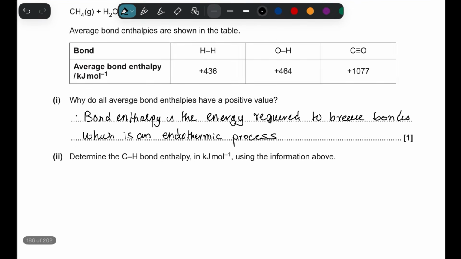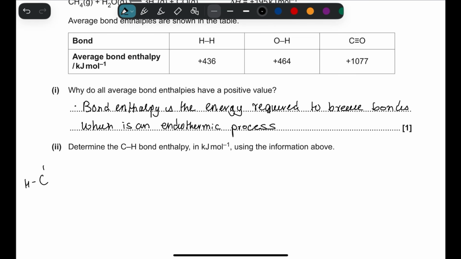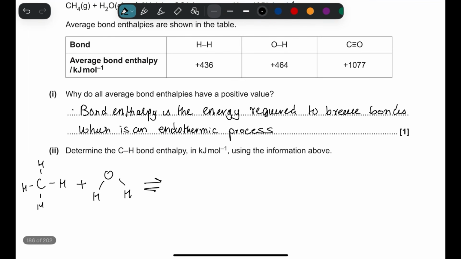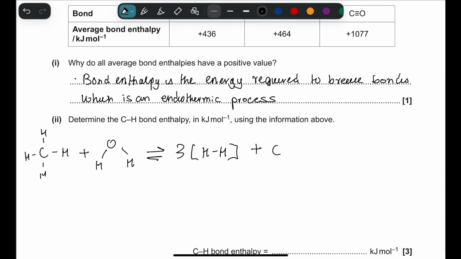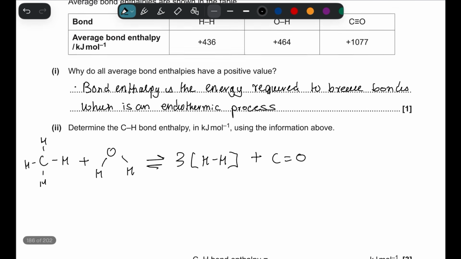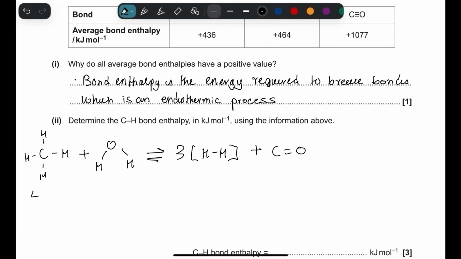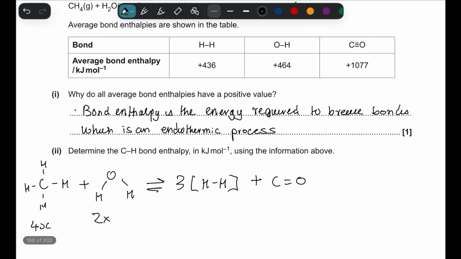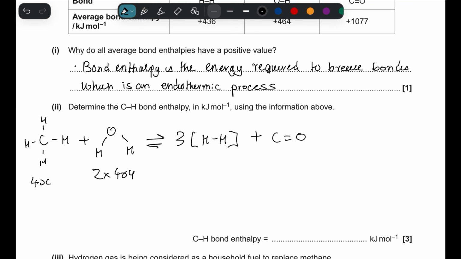Now, to do this, first of all, I really do like drawing out what I'm seeing in the equation. So we're just going to draw it out. We've got methane, which is this. Then we're adding water, which is that. And then it's going to form hydrogen, 3 lots of this, plus carbon monoxide. So that's what we've got, and we can apply the bond enthalpies that we have to that. We don't have C-H, which is what we want to find out, but there's 4 of them, so 4x. This is going to be 2 lots of 464. This one is going to be 3 lots of 436, and this one is going to be 1077.